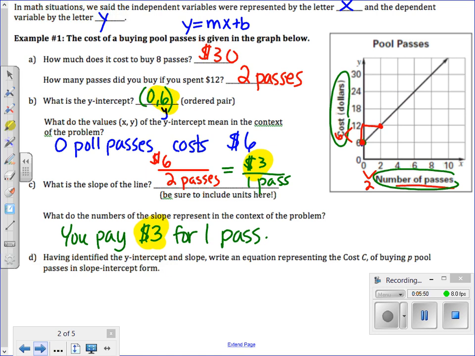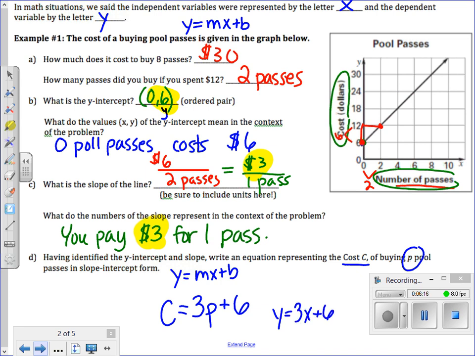Now, all of our equations are always going to be in slope-intercept form. We can use y and x, and if you like to use y and x, that's completely fine. Here they want to represent the cost c, so I'm going to use c instead of y. The slope is 3, and it says p is the number of pool passes. So c equals 3p plus 6. Again, you could have written that. That's the same as y equals 3x plus 6. But a lot of times in word problems, we like to use different letters so that we can say the cost is 3 per pool pass plus 6.